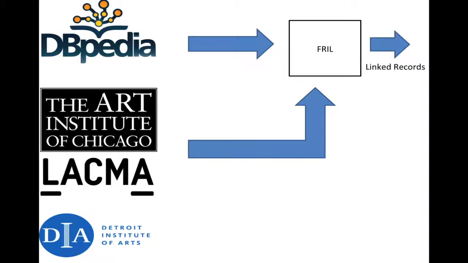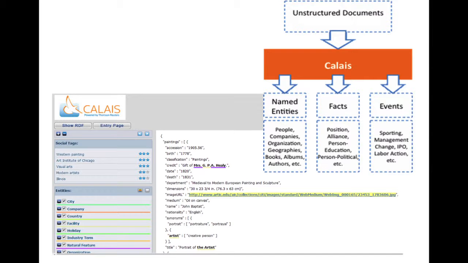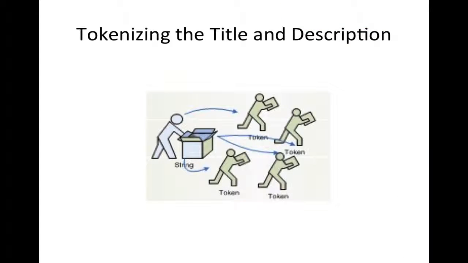The weights we gave were 60 for artist name, 15 each for birth year and death year, and 10 for nationality. We used OpenCalais to identify all the named entities such as person, location, and organization from the title and description. We did this as a pre-processing step for our tokenization phase. We tokenized the title and description of a painting and eliminated these entities.